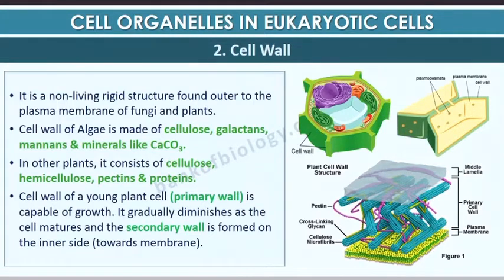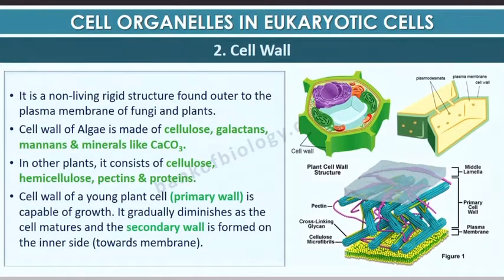As all of you know, cell wall is the outermost membrane in case of plant cell, and there will be no cell wall in case of animal cell. So it is a non-living rigid structure found outer to the plasma membrane of fungi as well as in plants. What is it made up of?